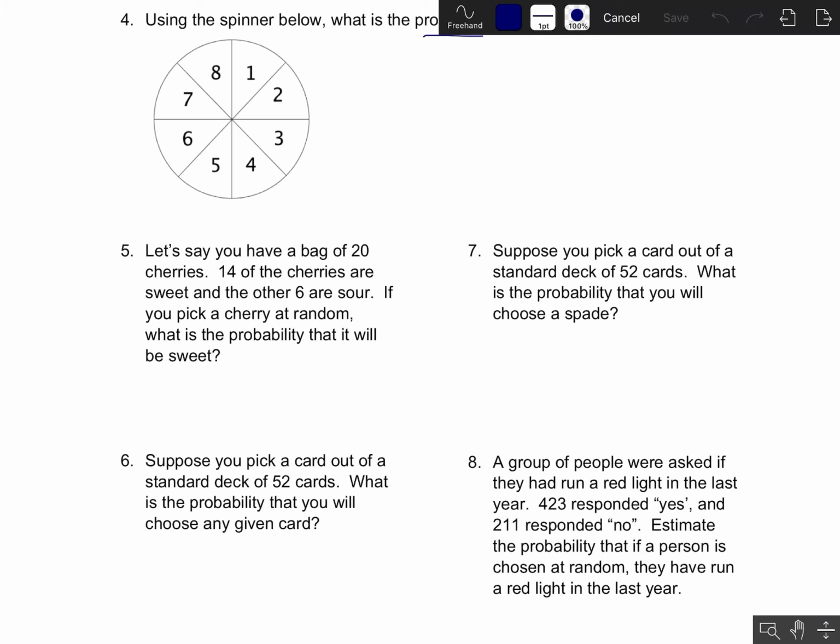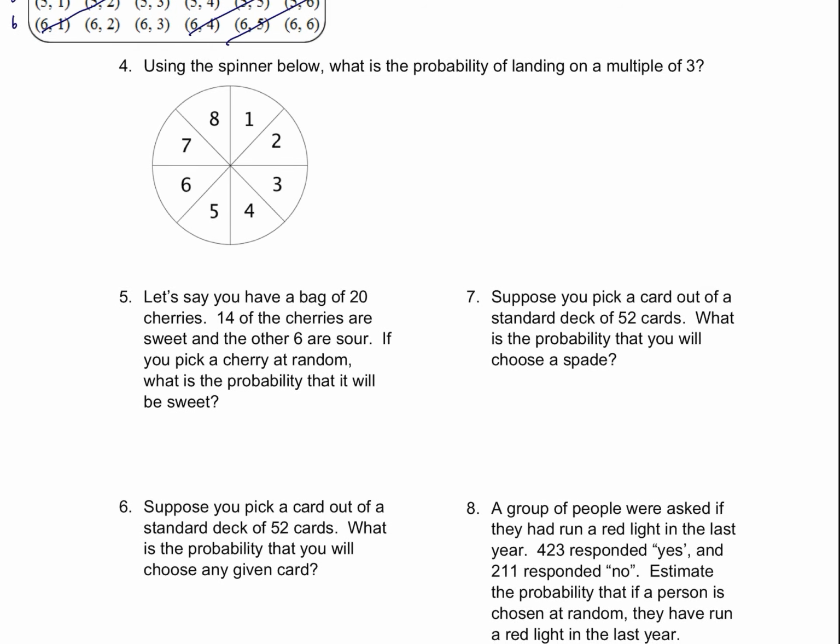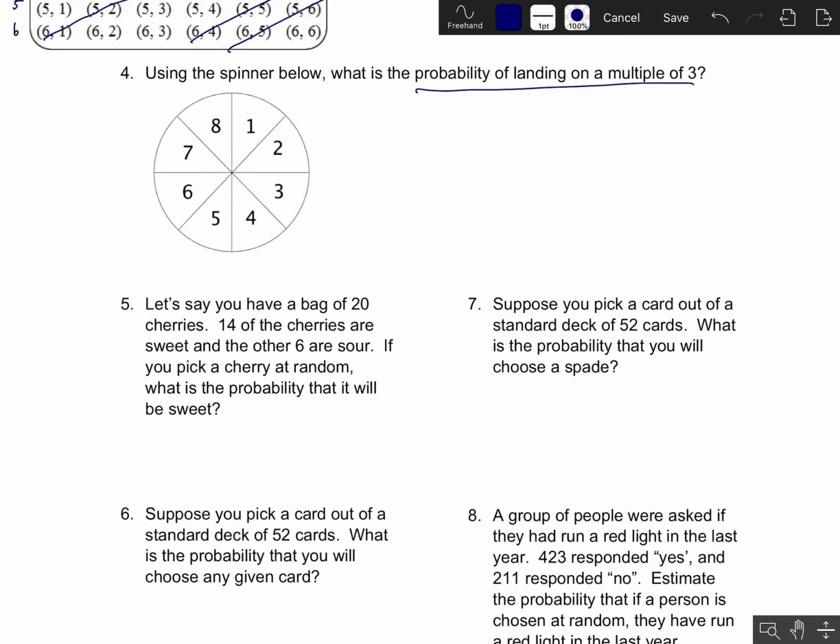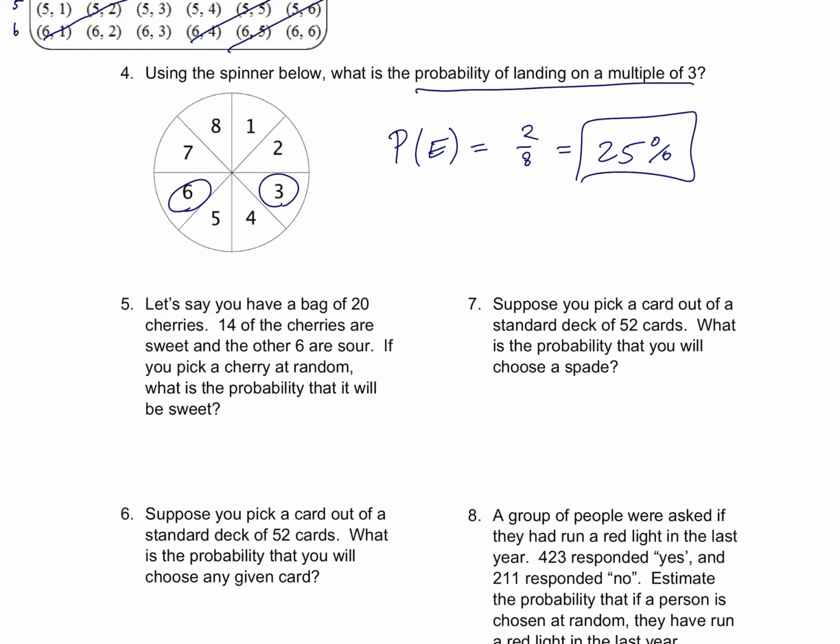So if we want the probability of landing on a multiple of 3 in this spinner, we have to first look at all of the outcomes that we're happy with. In this case, we're happy with a 3 or a 6 because we're looking at the multiples of 3. So we're happy with 2 out of the 8 outcomes. So the probability of the event that we're talking about would be 2 out of 8, which would reduce to 1/4 or 25%. So there's a 25% chance that you get a multiple of 3 here.